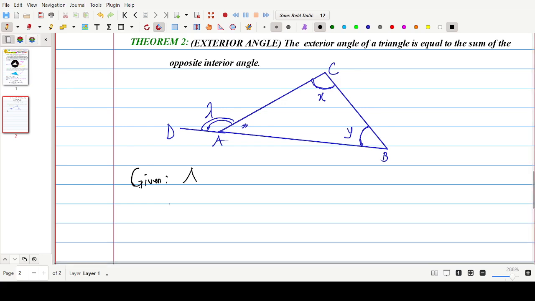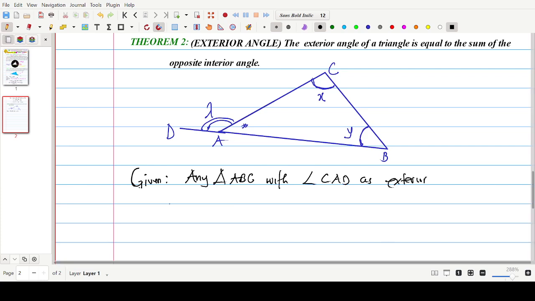We are given triangle ABC. We can say any triangle ABC because it refers to any case. Any triangle ABC with angle CAD as exterior angle. All right, that is the addition.